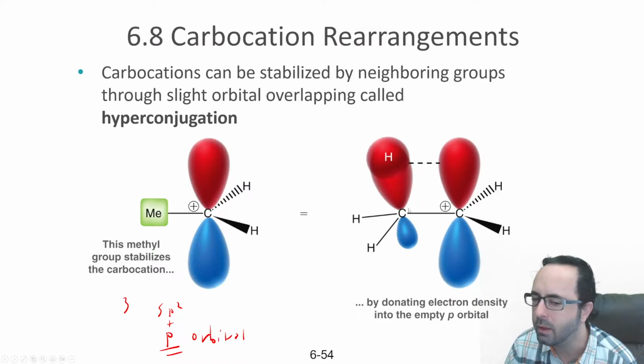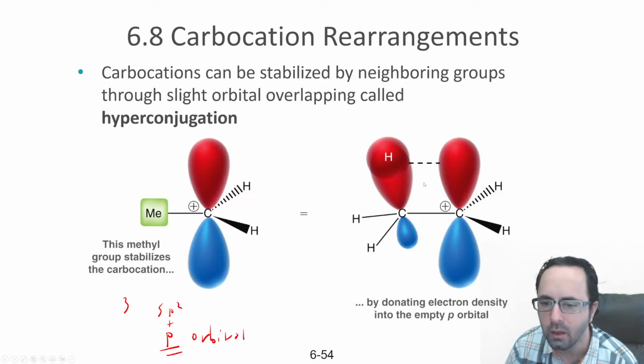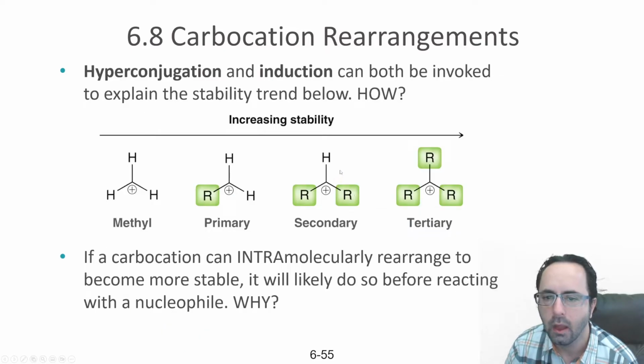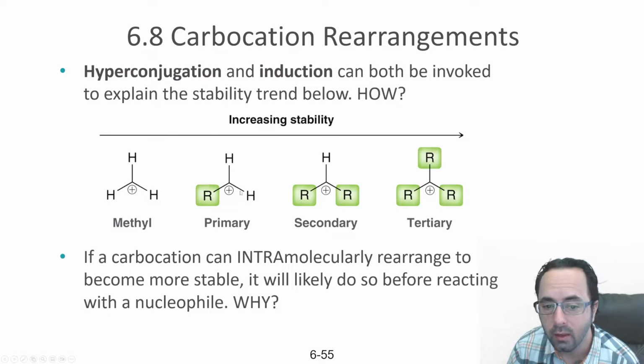In reality, this carbon isn't fully sp3 hybridized, right? And this one isn't fully sp2 hybridized. This hyperconjugation is saying these two carbons are kind of both sp2 and sp3 hybridized. They're kind of in between. Now, hyperconjugation and induction can both be invoked to explain this stability trend. So in the case here, we can think of stability for the carbocation being the greatest on a carbon that is attached to the most other carbons.